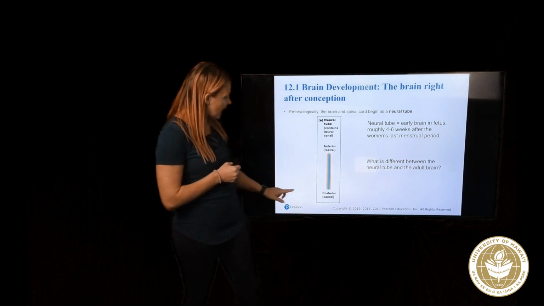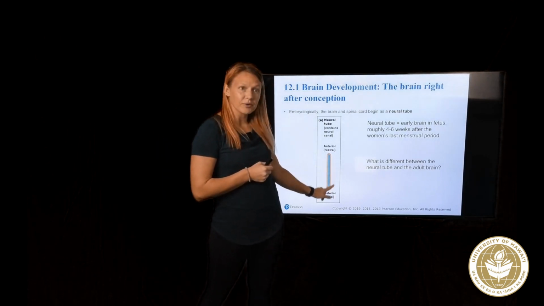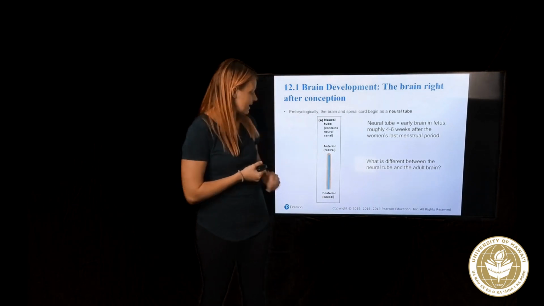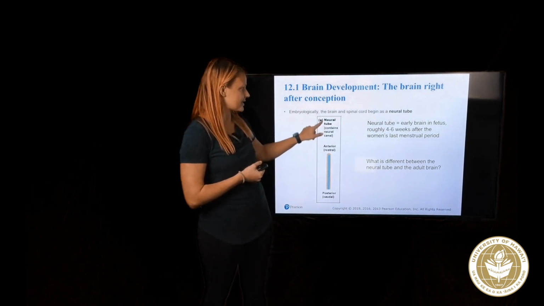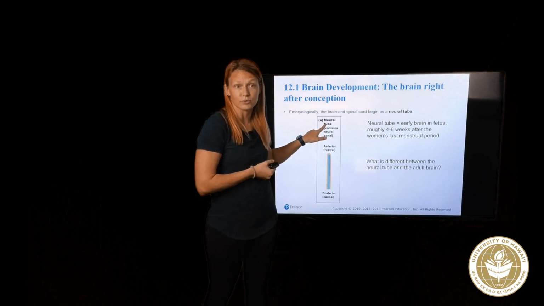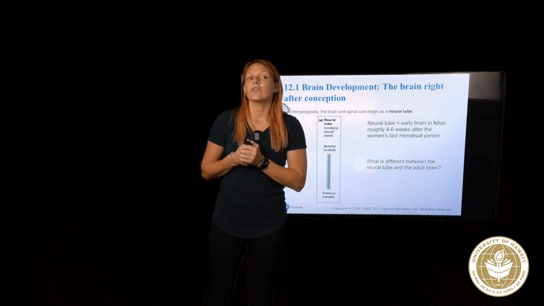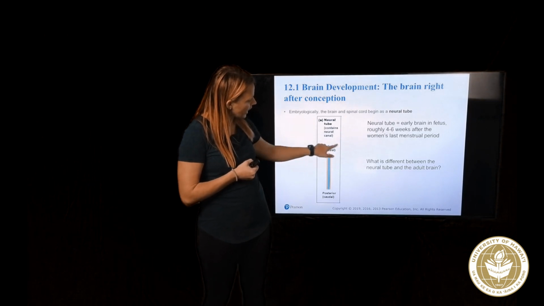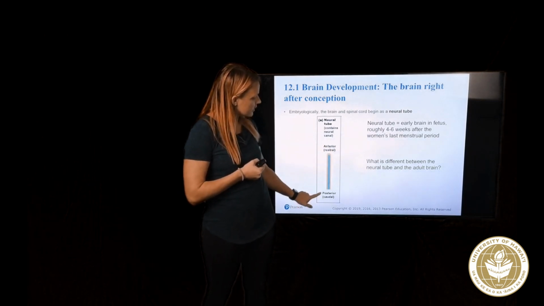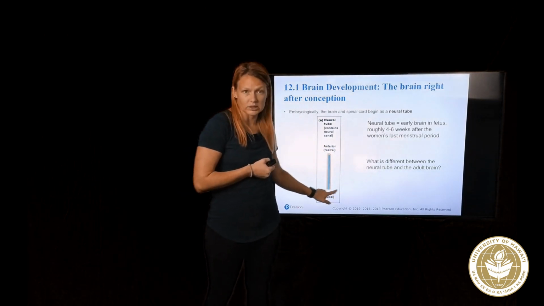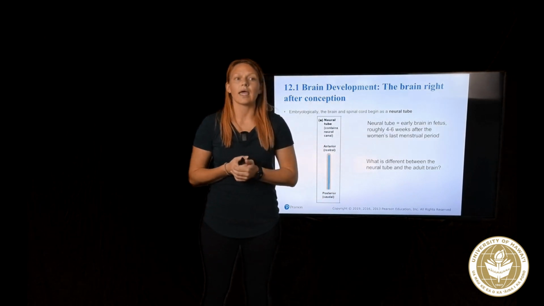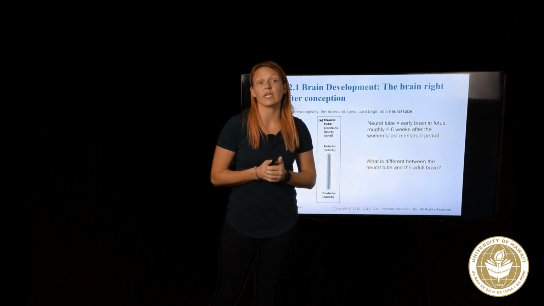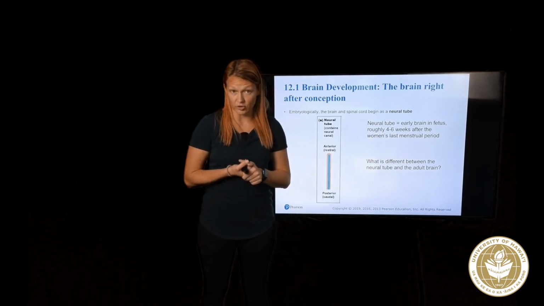So this green and yellow tube-looking thing here is the brain and the spinal cord. This is known as our neural tube. And there's the anterior, and I told you rostral is another term for that. And then there's the posterior, or this caudal area. And this develops in the fetus roughly 4 to 6 weeks after the woman's last menstrual period.